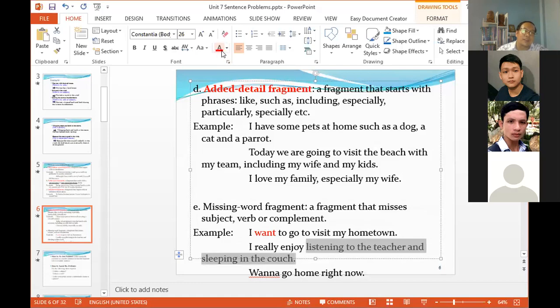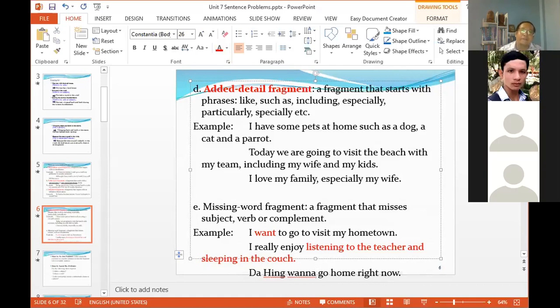Okay, how about this sentence here? What is missing, everybody? Subject, teacher. Yeah, so just add a subject. Wanna go home right now. Okay, is wanna a formal or informal word, everybody? Informal, teacher. Yeah, informal. So that is the way we can study fragments.